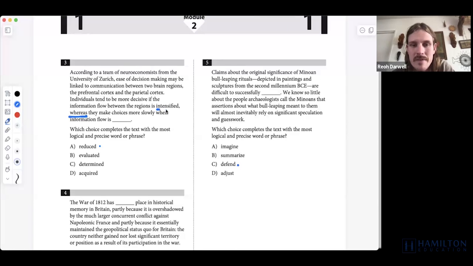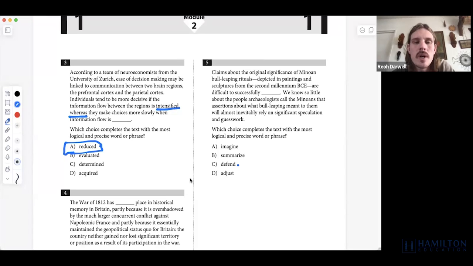So intensified is the word that we're looking to give the opposite of, right? An antonym for. So the only word that is an antonym for intensified is reduced, right? So the logic of this is saying that when communication between two brain regions is intensive, they're decisive. When that information flow is reduced, the people become less decisive.